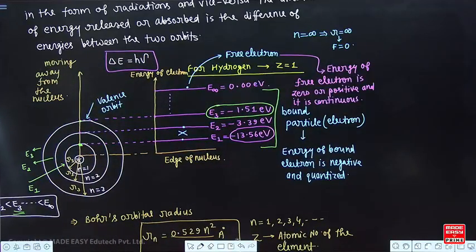Now, for the explanation purpose, I am taking one electron. There can be 2 electrons, 8 electrons, that I will tell you at the end of this lecture, how many electrons can be in one orbit. It is just for the explanation purpose that I am taking one electron.